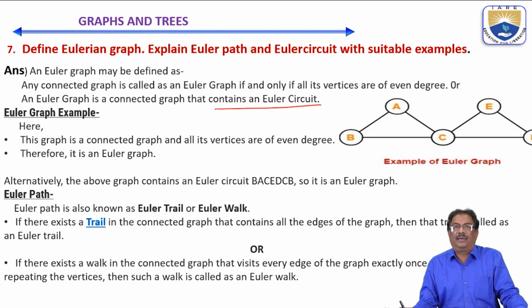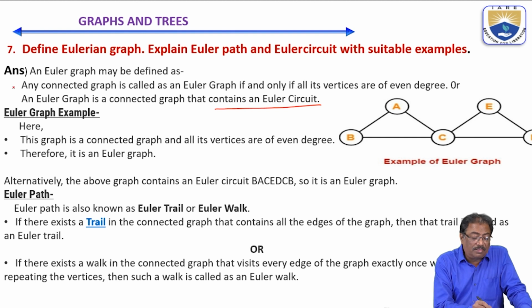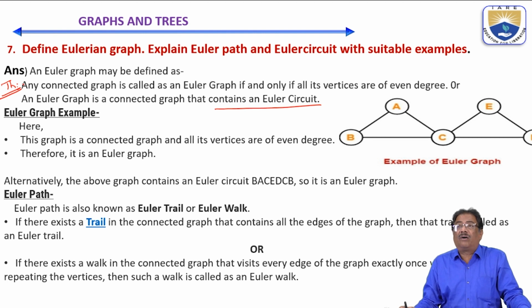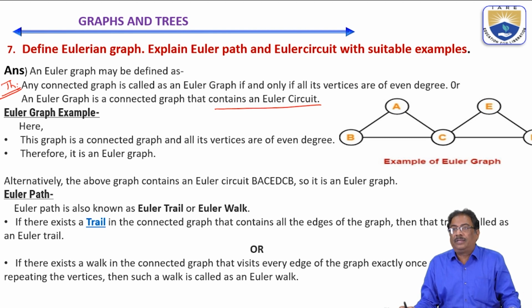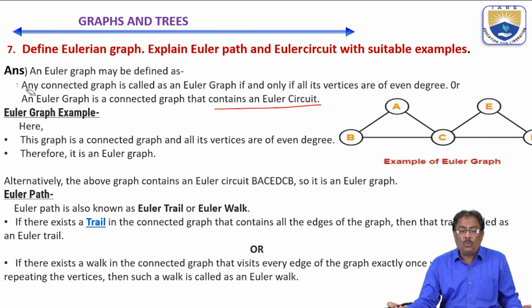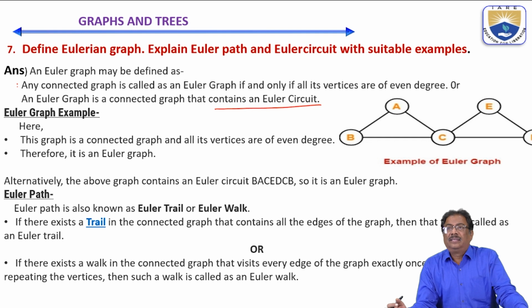Or another theorem will be there. Any connected graph is called Euler's graph if and only if all the vertices are of even degree. This is a theorem. Whenever all the vertices' degrees are even, then we can say that it is a Euler's graph. So we can consider both for the definition of the Euler's graph. So here, one is it consisting a Euler's circuit, and next all the vertices' degrees should be even.